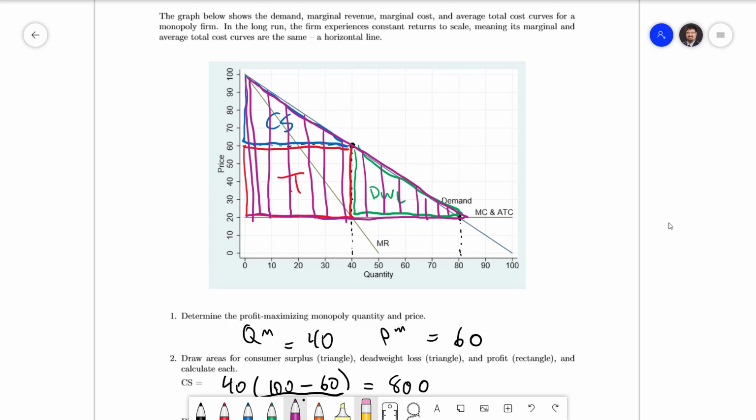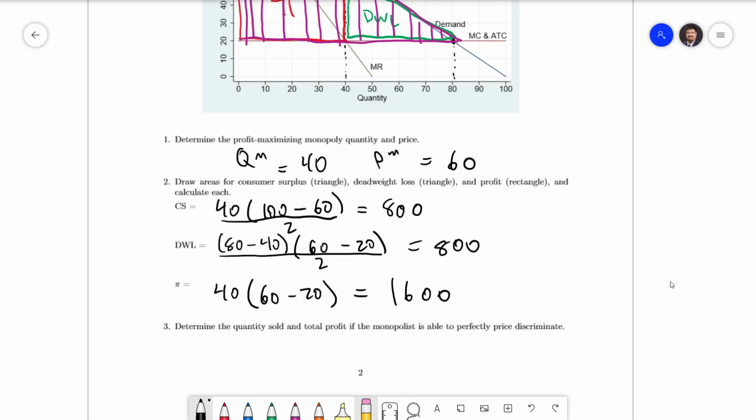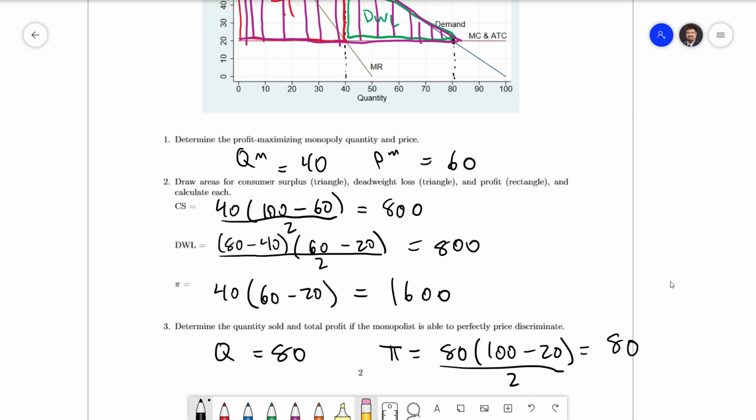It has a base of 80 and a height of 100 minus 20. We have a quantity here of 80. Profit is going to be that whole triangle, 80 times 100 minus 20 divided by 2. This is going to give us 80 times 80 over 2, which is going to come out to 3,200. Note that 3,200 is the sum of all three of the areas that we got before.